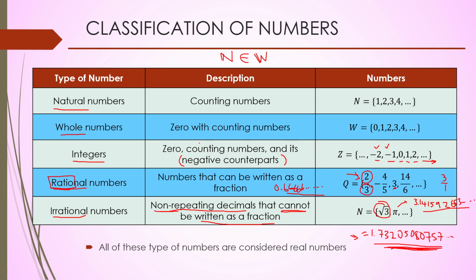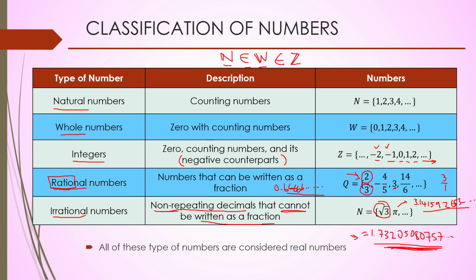One thing that you might have realized, as we said earlier, is that natural numbers are a subset of whole numbers, and whole numbers are also a subset of integers.